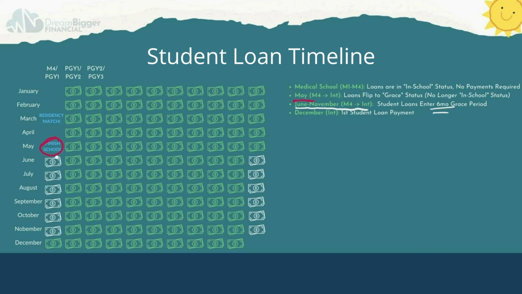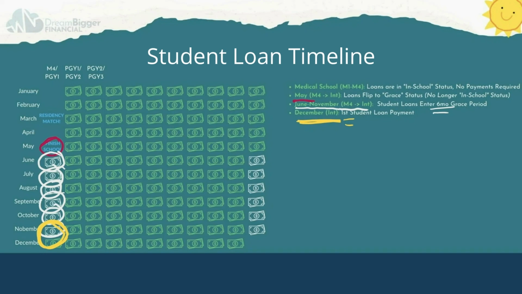We graduate in May, then we have June, July, August, September, October, and part of the way through November that we are in our grace period and we do not have to make any required payments towards our student loans. Then, at the end of November, early December, is when our first payment for our student loans is made. So we go to our timetable, and part of the way through November, early December is when our first payments are made.